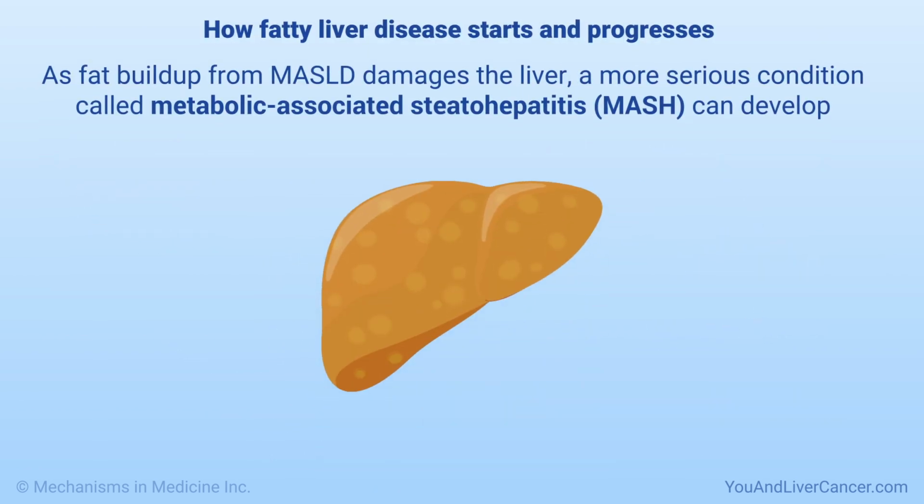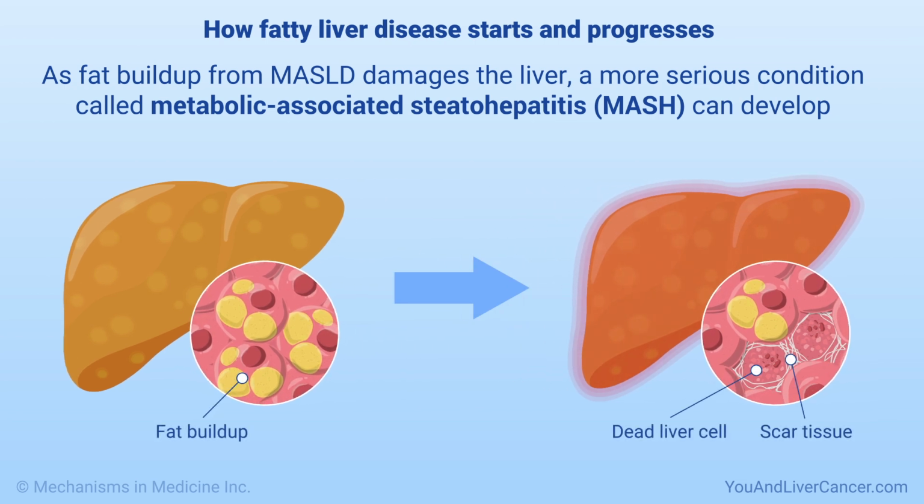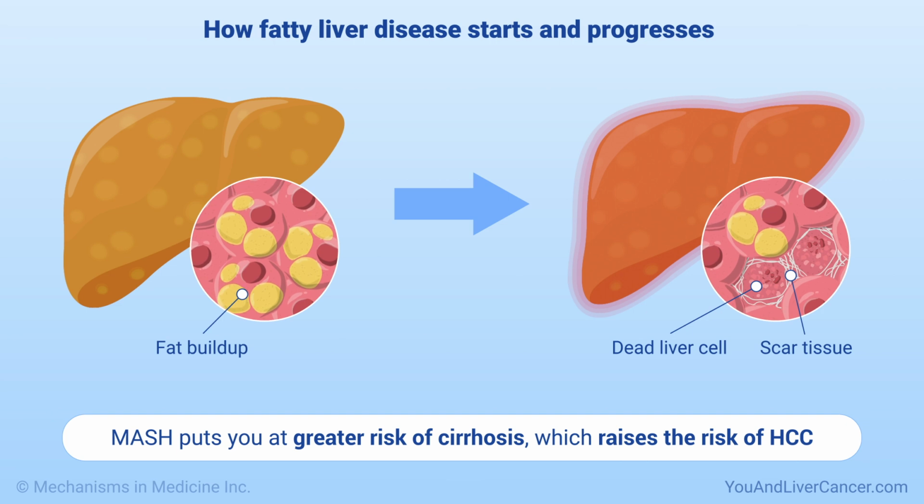As fat buildup from MASLD damages the liver, a more serious condition called MASH can develop. MASH stands for metabolic-associated steatohepatitis. This condition was previously called NASH, so you may also hear it called non-alcoholic steatohepatitis. Whatever you and your doctor call it, it's important to know that MASH puts you at greater risk of cirrhosis, which raises the risk of HCC.